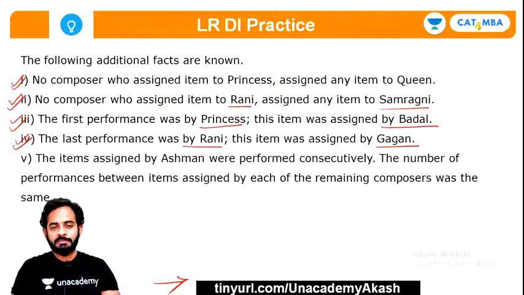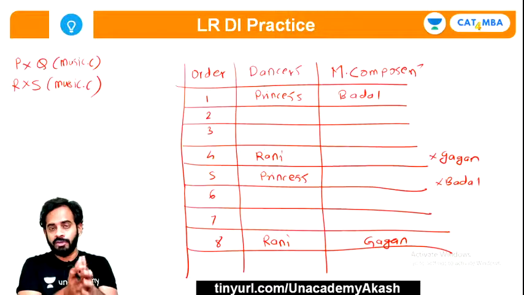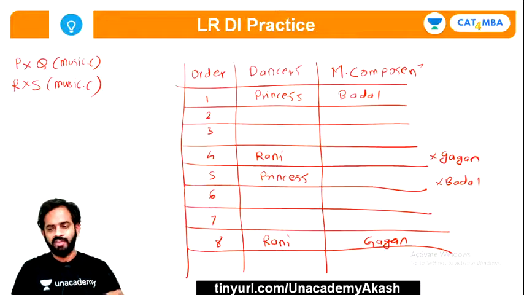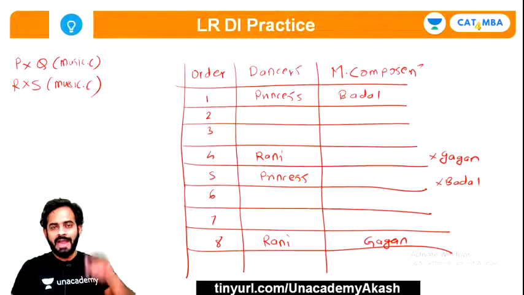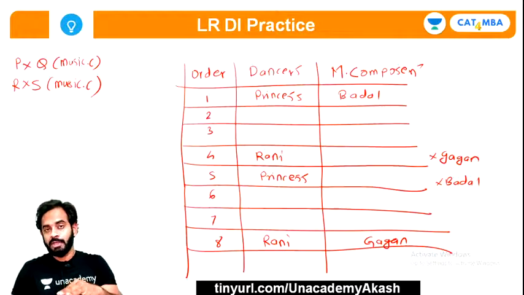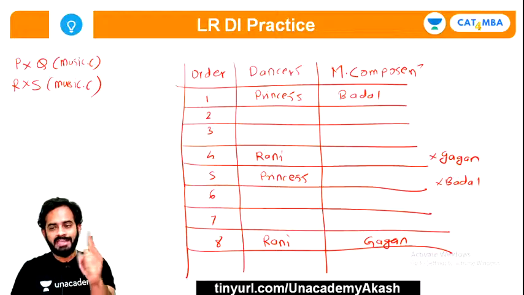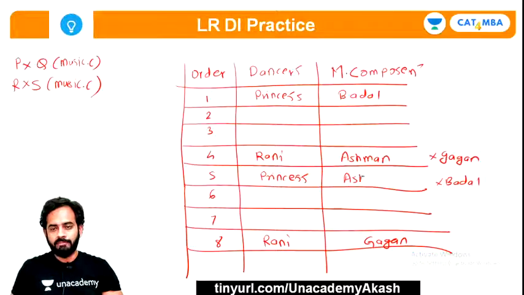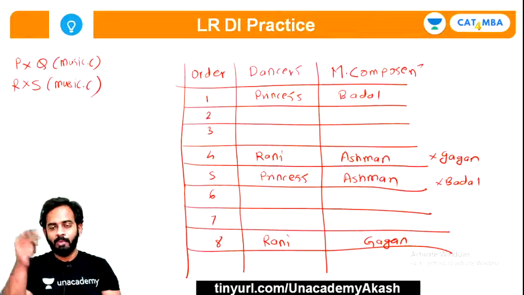The fifth clue: the items assigned by Ashman were performed consecutively. Now, if items assigned by Ashman were performed consecutively, what is the possibility? There is only one possibility here. It cannot be that, if there are two performances, those two performances are in the first four and the next four. Obviously 4 and 5, very good Anjana, exactly. 4 and 5 must be assigned by Ashman. So both the performers are in consecutive order. I hope there is no doubt over here.